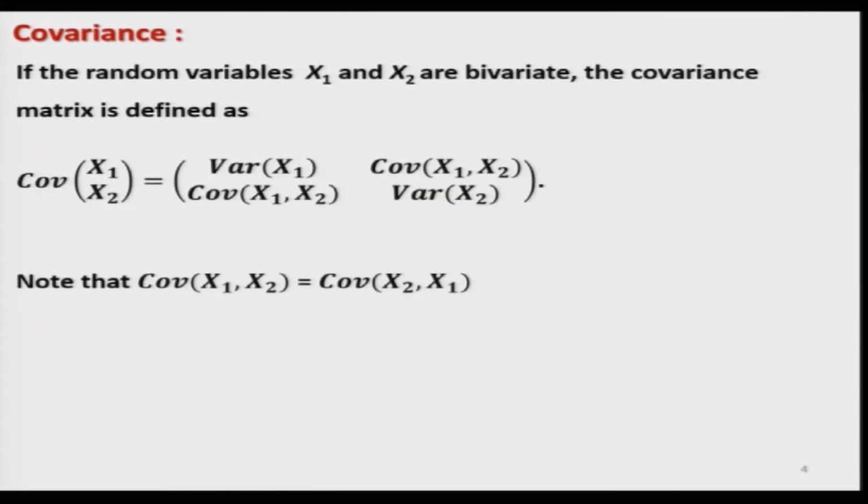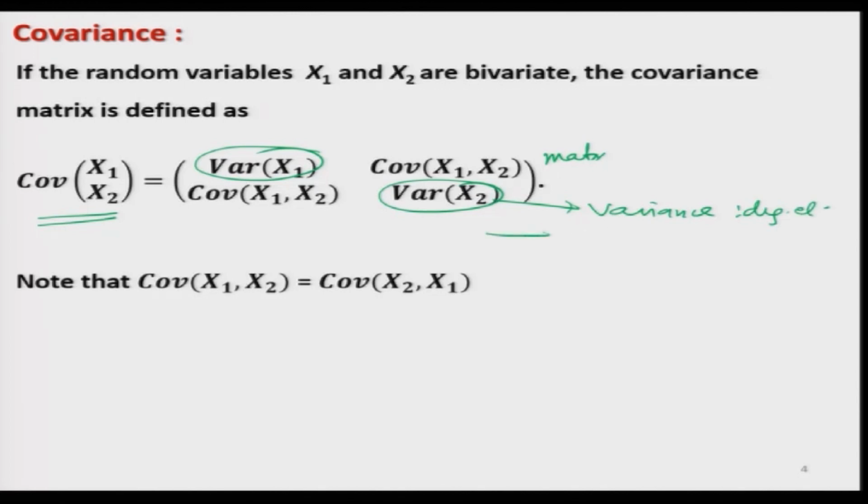So, now in case you have two random variables, say x1 and x2, they are bivariate. So, one option here is that you can define the covariance matrix. This covariance matrix is defined like this, covariance between x1 and x2. So, this is a matrix where the diagonal elements are going to indicate the variances, and there will be covariances on the off diagonal elements, right.